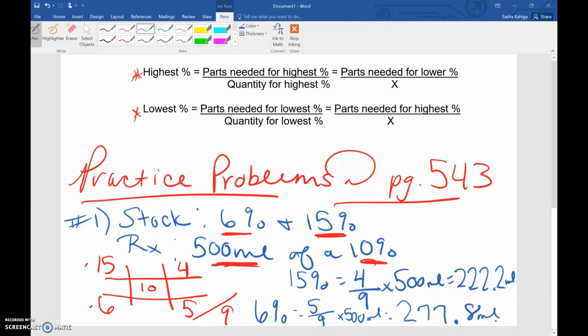If you add 277.8 plus 222.2, you should get 500 milliliters. So that means my answer is right. So I only need 222.2 milliliters of the 15% and 277.8 milliliters of the 6%. All right. And that's how you will solve the very first one. That's how we will solve number 1.